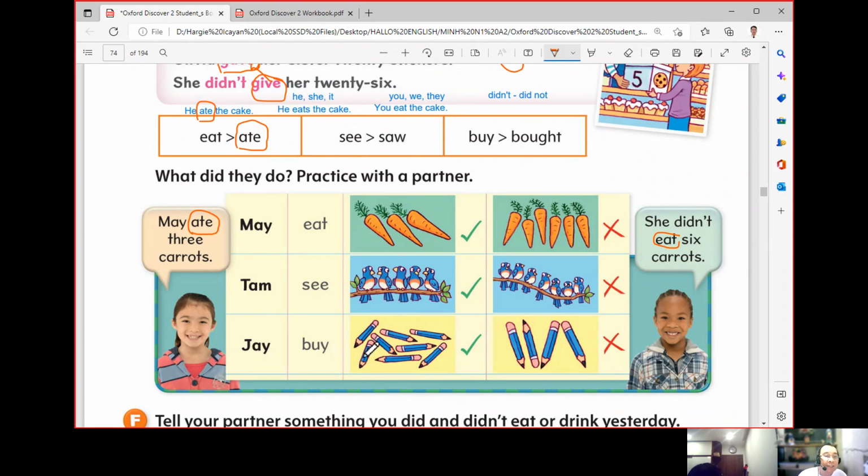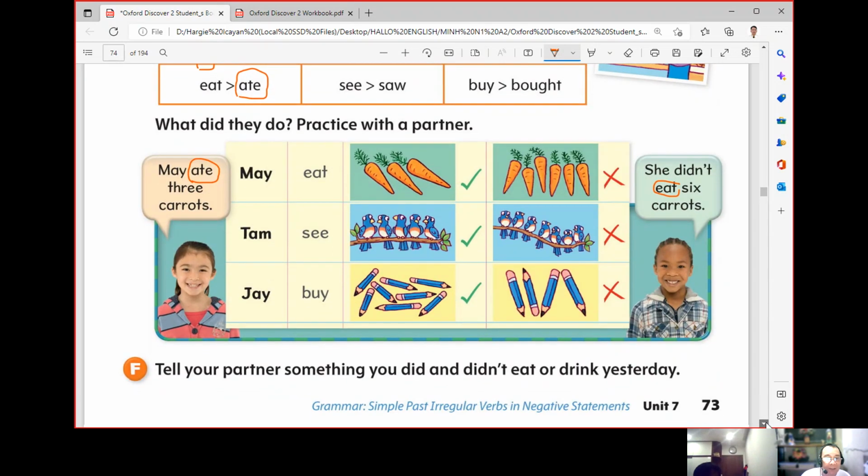They both bought eight pencils. He didn't buy four pencils. Very good. So that is how you can use the positive statement using the simple past form of the verb, and the negative statement for that.